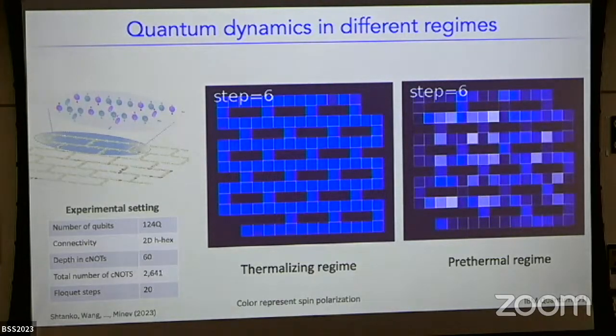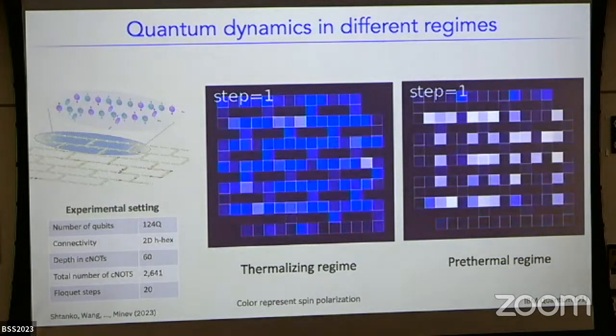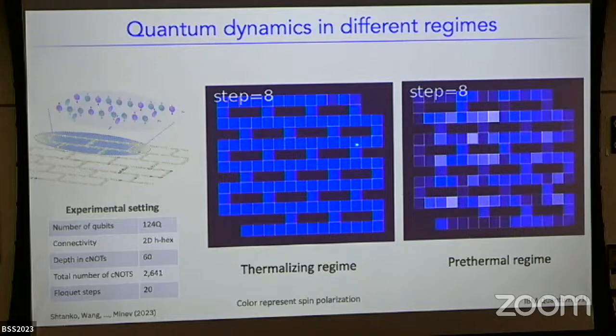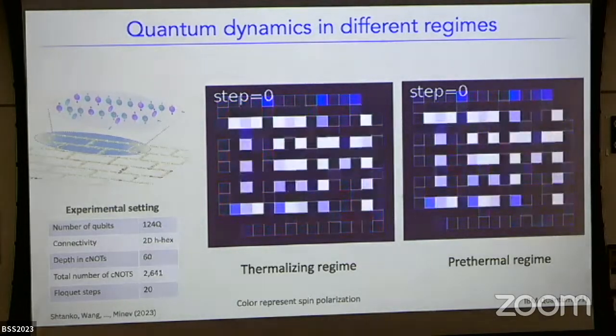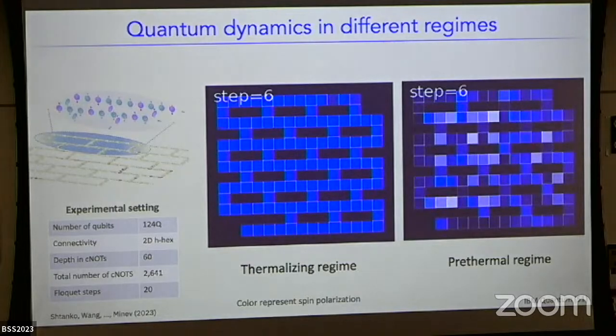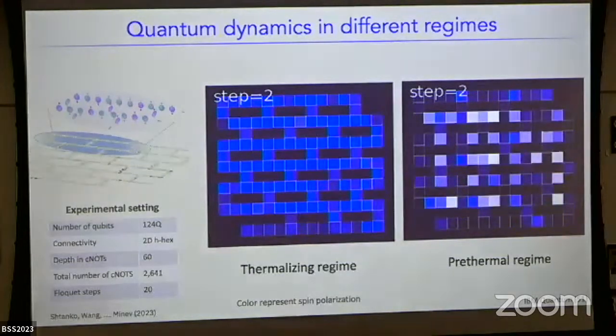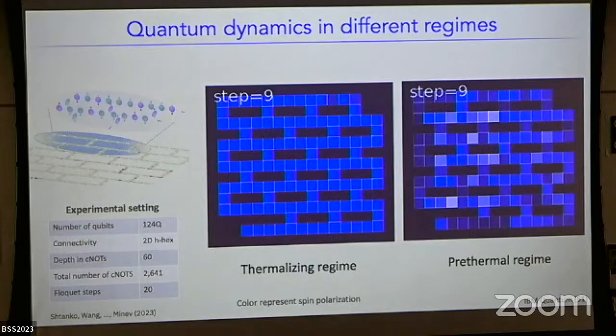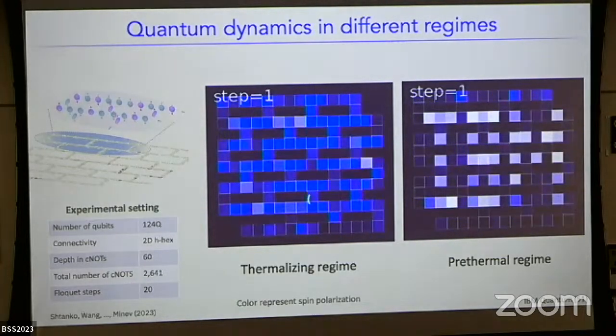Because I can't do the calculations for these kinds of things. So here's what happens. In one regime, which I'll call the thermalizing regime, and I'll introduce it a little more concretely in a minute, you see that at step zero, you see a nice well-defined picture. At step one, that picture is basically gone. And then you see heat death, let's call it. You just see that information scrambled into high weight Paulis, all the local observables are effectively gone.